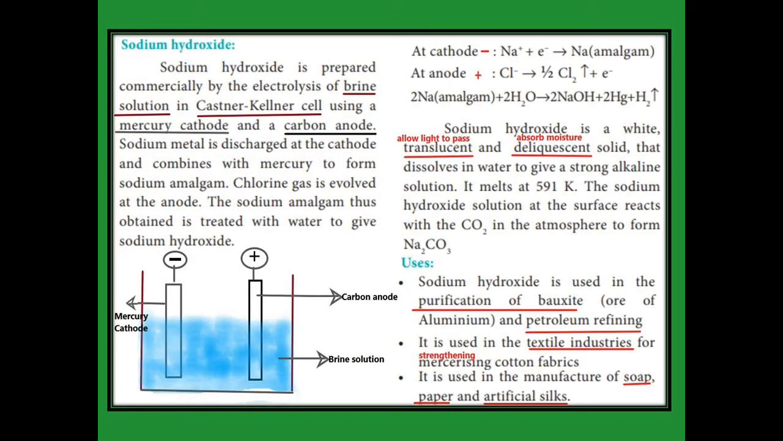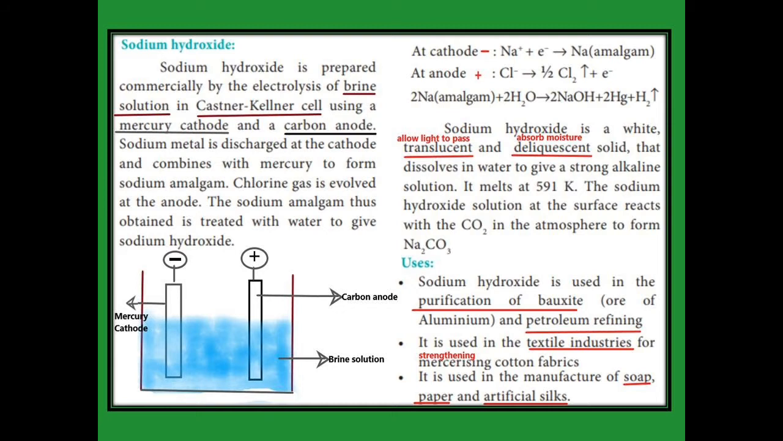Another compound is sodium hydroxide, formula NaOH. We prepare sodium hydroxide by a process named the Castner-Kellner process. In this process, we use brine solution. What does brine solution mean? It is a sea salt solution, and the process is done by electrolysis in the Castner-Kellner cell.